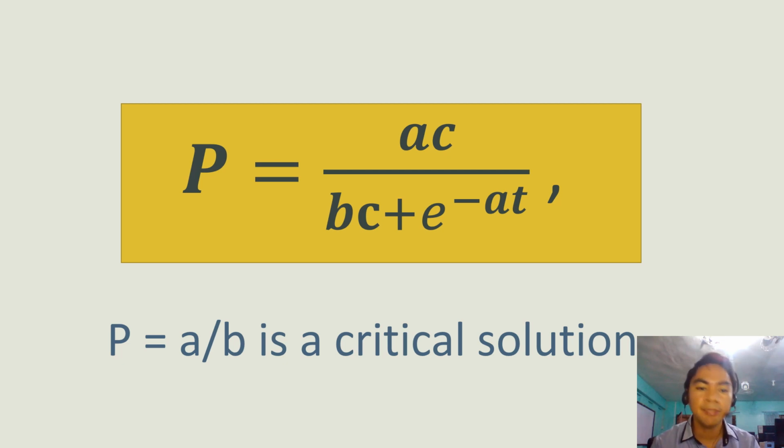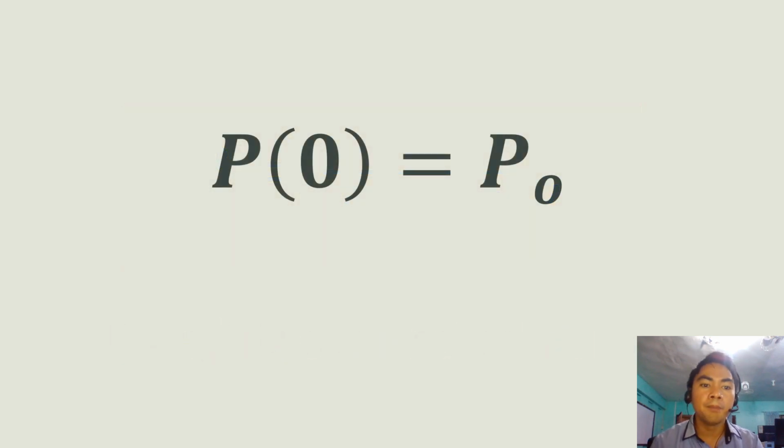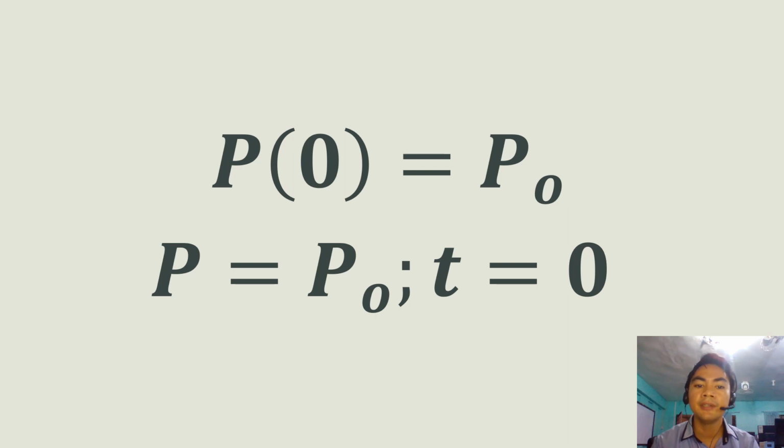Then, as I've mentioned earlier, the value of one of the critical solutions is p is equal to a over b. Now, in this case, we need to satisfy a, b, and c in here. So we have this condition. So we're letting this condition p of 0 is equal to p sub 0, and then our p is equal to p sub 0, and our t is equal to 0. Now, by that given condition, we may be able to determine the value of our c.